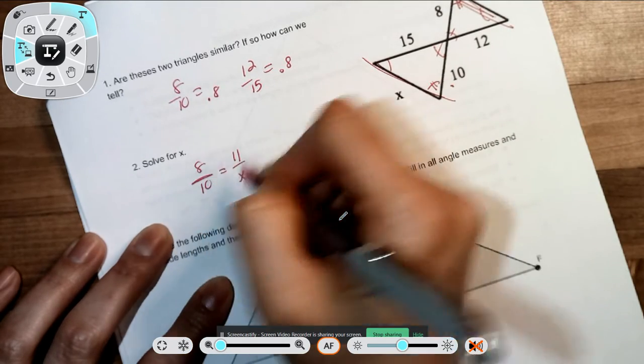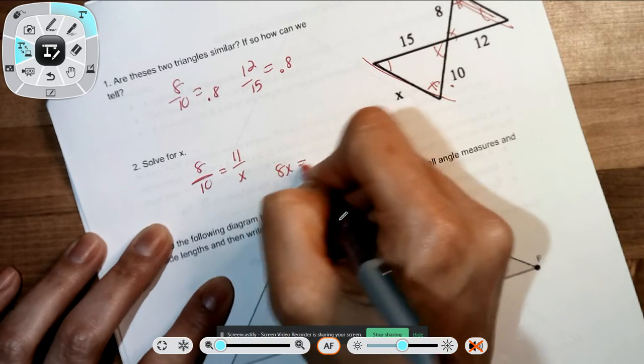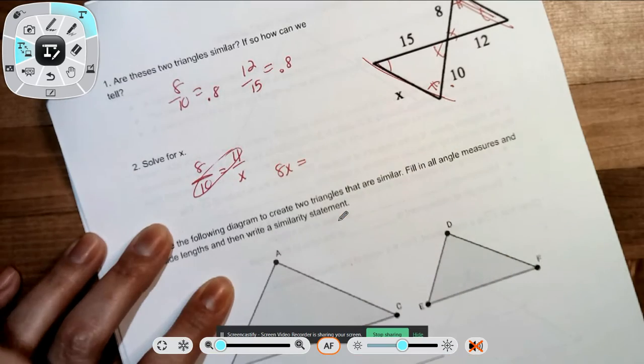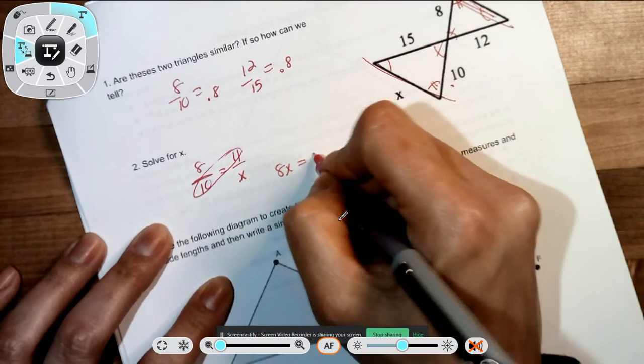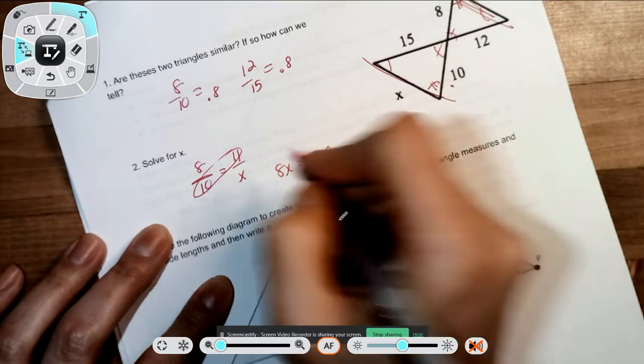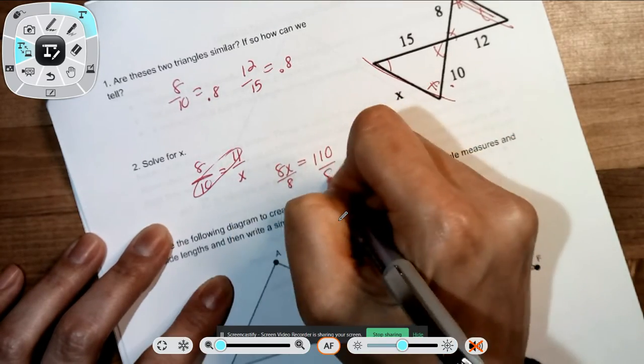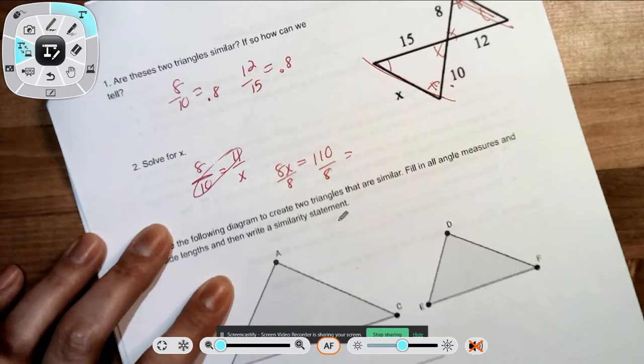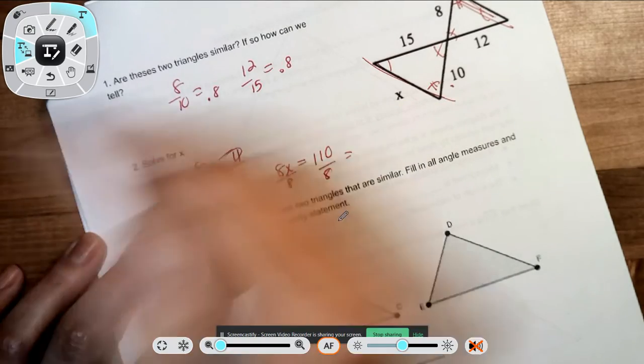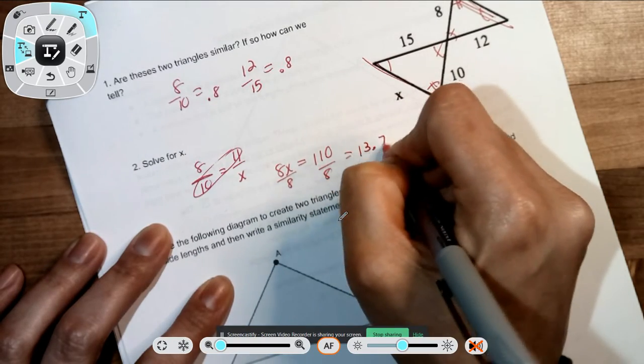So 8 times x is 8x. 10 times 11 is 110. And then I just have to solve for x. So I'm dividing by 8 on both sides. And you should finish this one off. Okay, so 13.75.